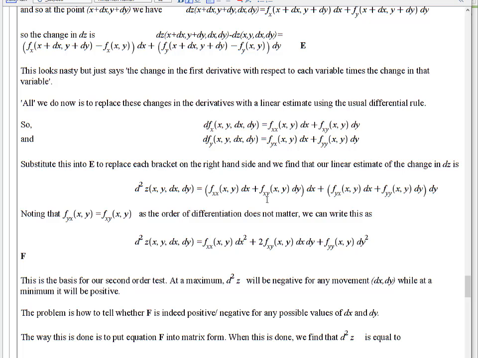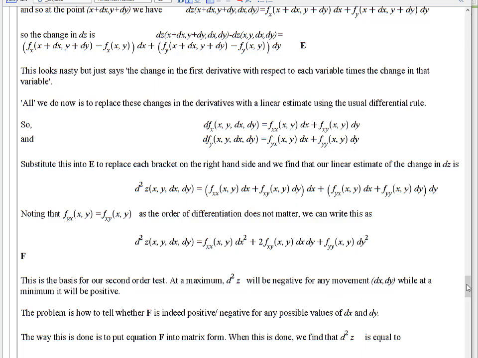Then one more thing you've got to note is that this and this are actually the same, because the order of differentiation doesn't matter. You can check that yourself if you like. If you differentiate first with respect to x and then y, you get the same thing as if you do it the other way around. So this is the same as this. If you multiply it out, you get this equation. So it's fx times dx is that, fxx times dx squared, fyy times dy squared, plus 2 of these, fxy dx dy.